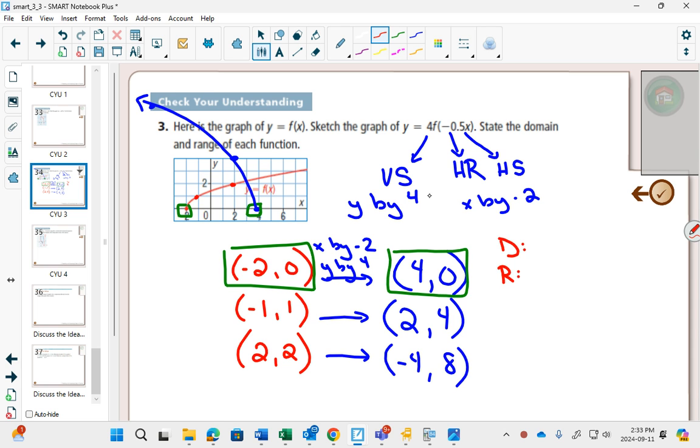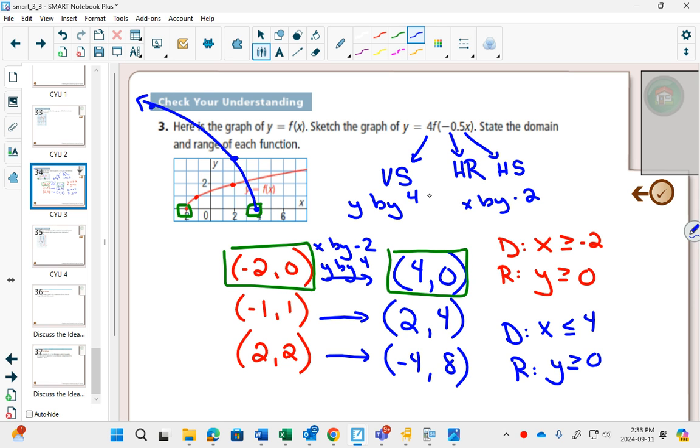The original one, the domain, the x values were bigger than or equal to -2, and my range was bigger than or equal to 0. And then on my blue one, my x values are now less than or equal to 4. My y values are still bigger than or equal to 0. So reread the question, we've done the sketch, we've stated the domain and range. Okay?